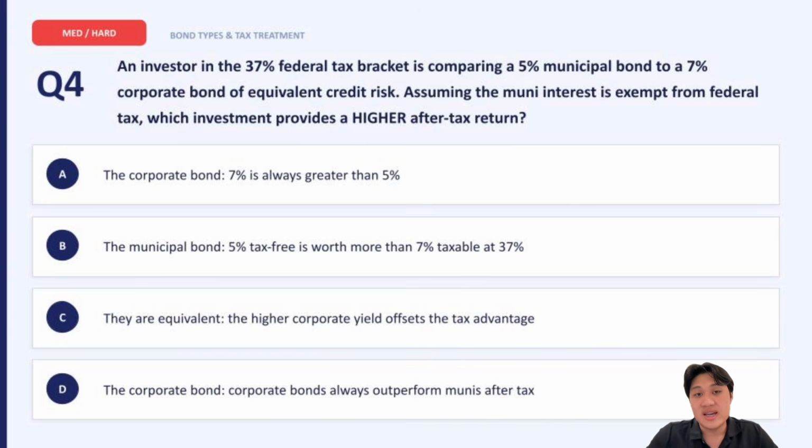An investor in the 37% federal tax bracket is comparing a 5% municipal bond to a 7% corporate bond of equivalent credit risk. Assuming the muni interest is exempt from federal tax, which investment provides a higher after-tax return? This one is a little bit difficult, so I'm going to give you a little bit more time to answer the question.